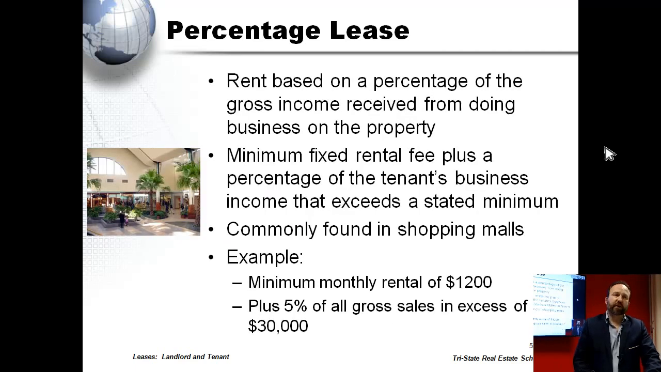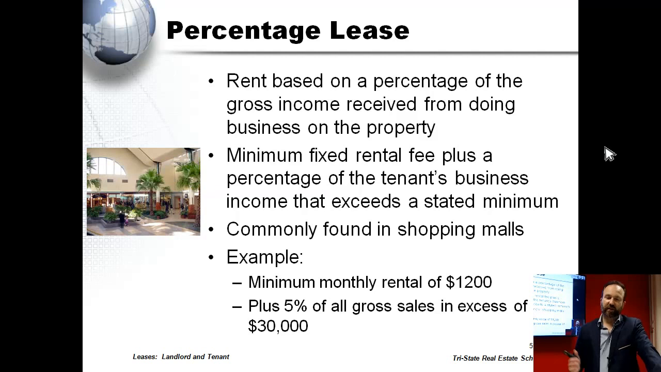Next type of lease we have is called percentage. This is more so for big box shopping malls. When I say big box, I'm talking about big box retailers, where you may have good months and bad months. What happens is there's a rent based on a percentage of the gross income received from doing business on the property. So if you're a box store, say like Ross, Marshalls, or any of those big box stores, and you're paying, say, $20,000 a month for flat rent, for the rent base, and then say 5% of the gross sales that exceed a certain number, then that's what the landlord gets paid.